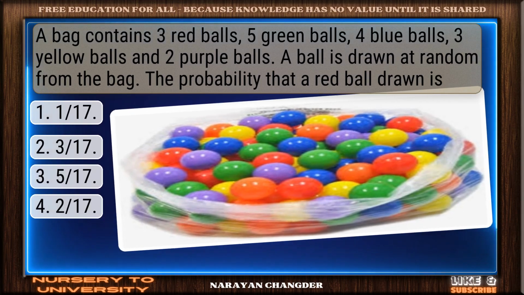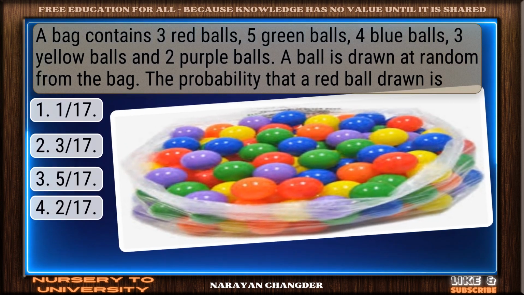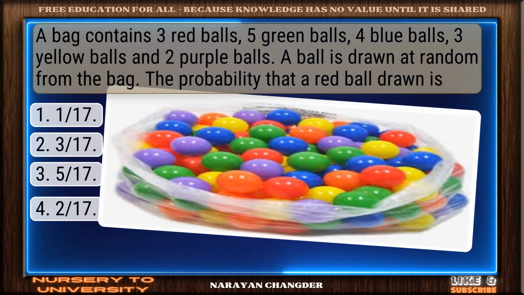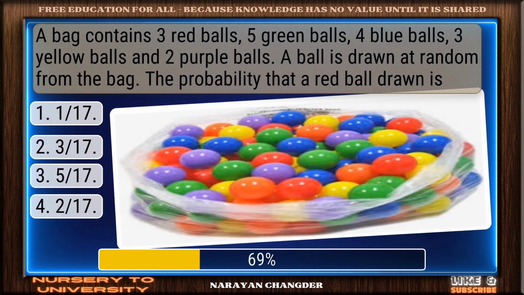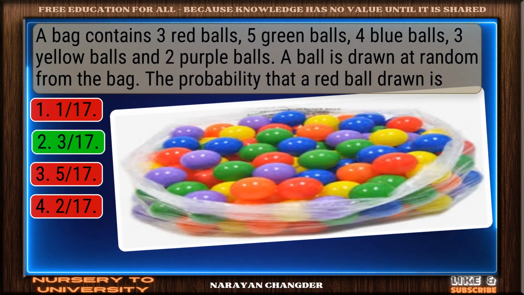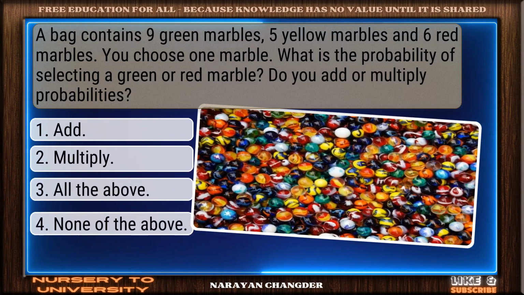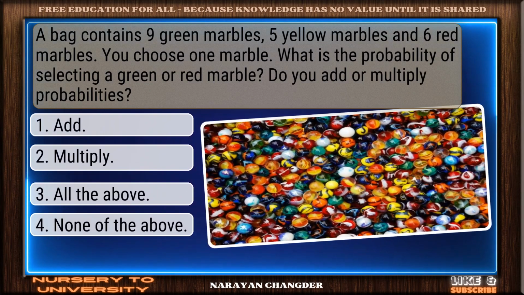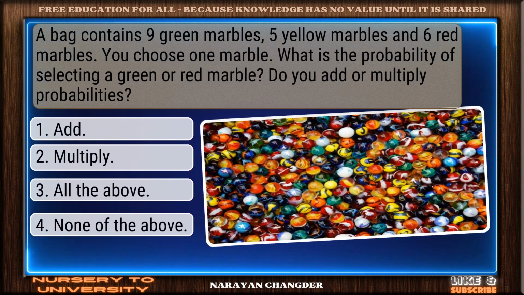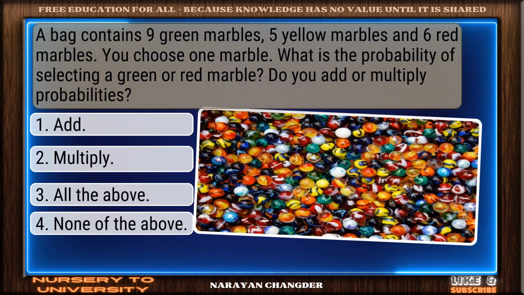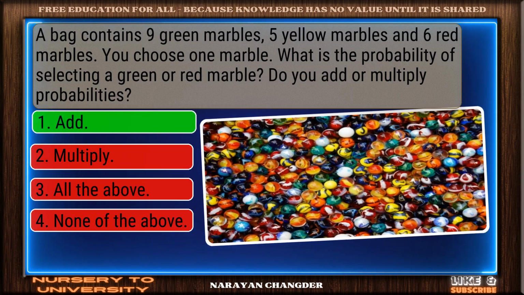A bag contains 3 red balls, 5 green balls, 4 blue balls, 3 yellow balls, and 2 purple balls. A ball is drawn at random from the bag. The probability that a red ball is drawn is... You chose 3/17, correct? A bag contains 9 green marbles, 5 yellow marbles, and 6 red marbles. You choose 1 marble. What is the probability of selecting a green or red marble? Do you add or multiply probabilities? Great job. Add is accurate.